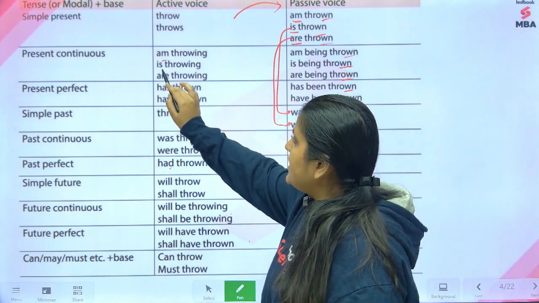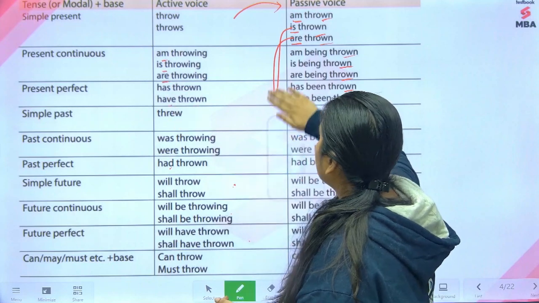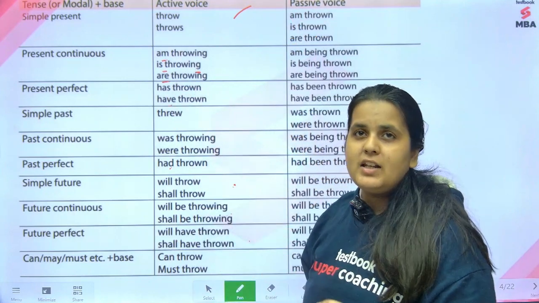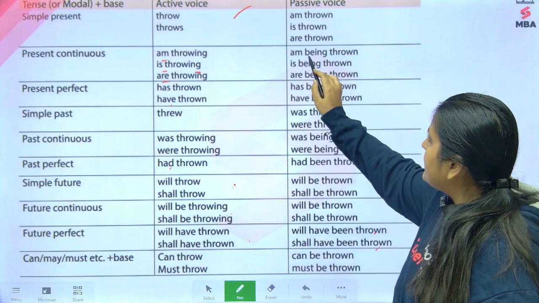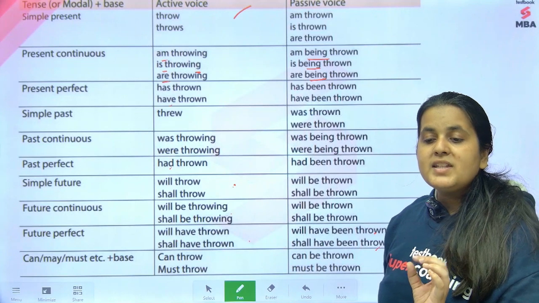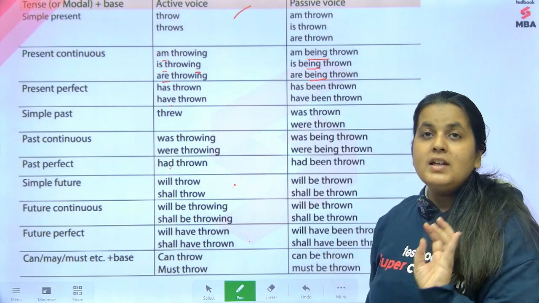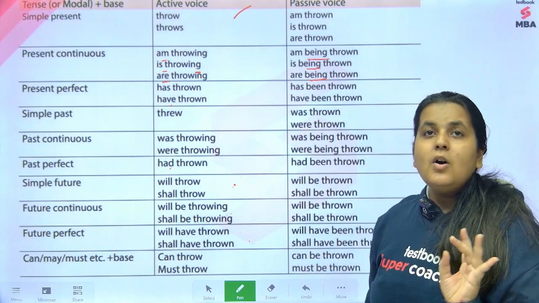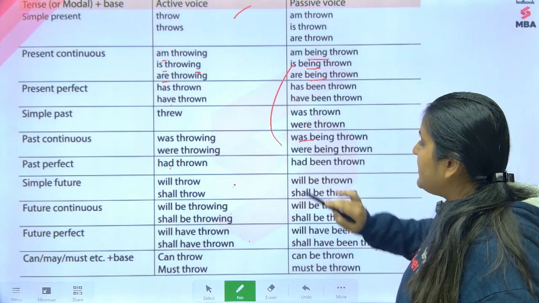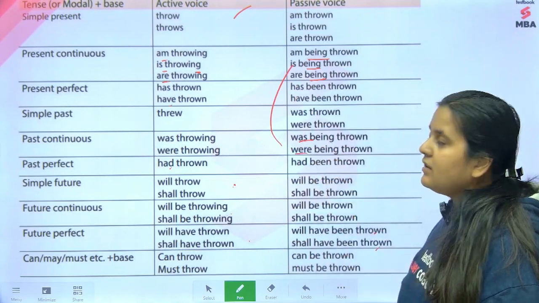Am throwing, is throwing, are throwing. What will this become? Okay, now because it's continuous, ing आना चाहिए. अब ing हम कैसे introduce करेंगे? Being. And because it's present continuous, what will you say? Am being thrown, is being thrown, or are being thrown. The past form will be was being thrown or were being thrown.